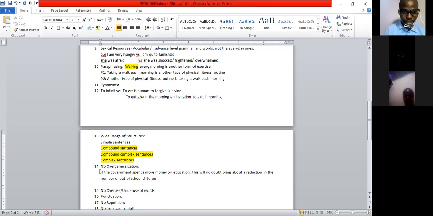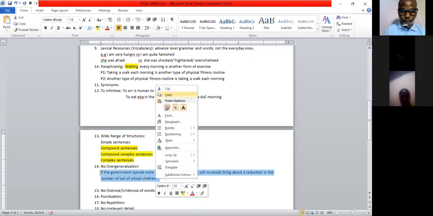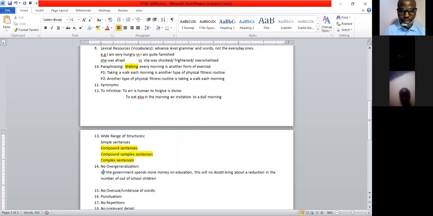IELTS frowns at overgeneralization. If you read your band descriptor, you find out that IELTS is saying don't overgeneralize. Let's use overgeneralization as OG. Then let's use the one that doesn't overgeneralize as NOG, no overgeneralization.